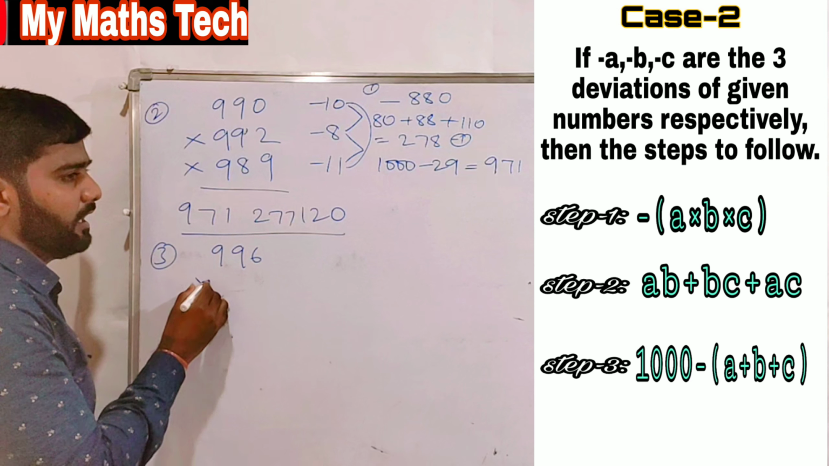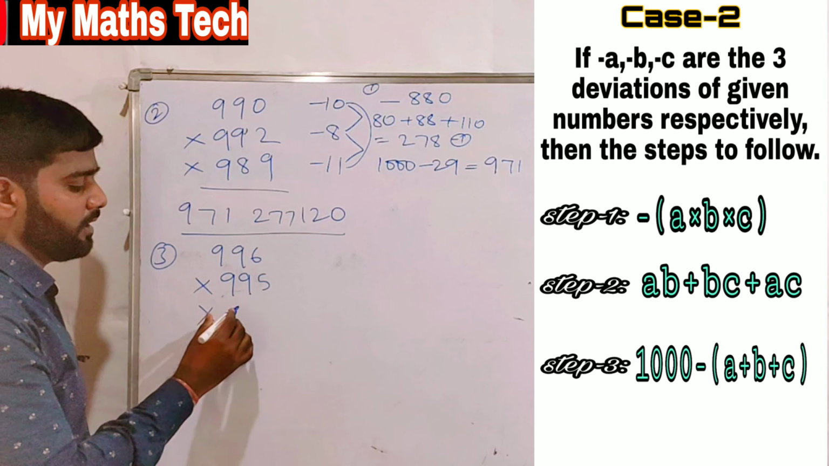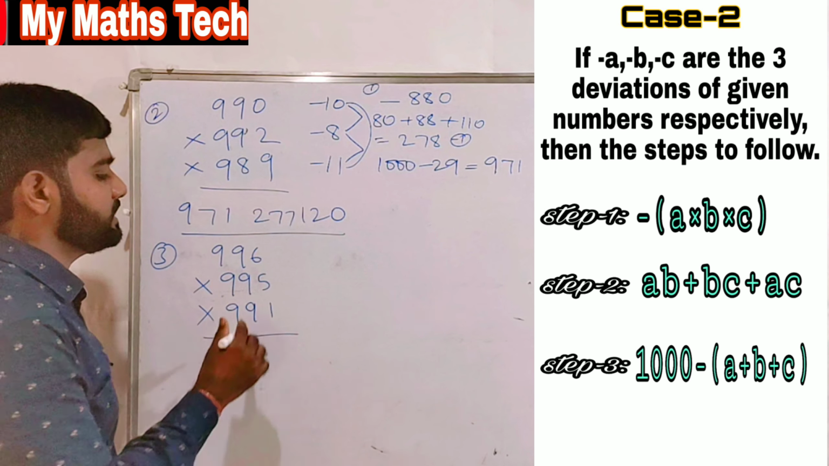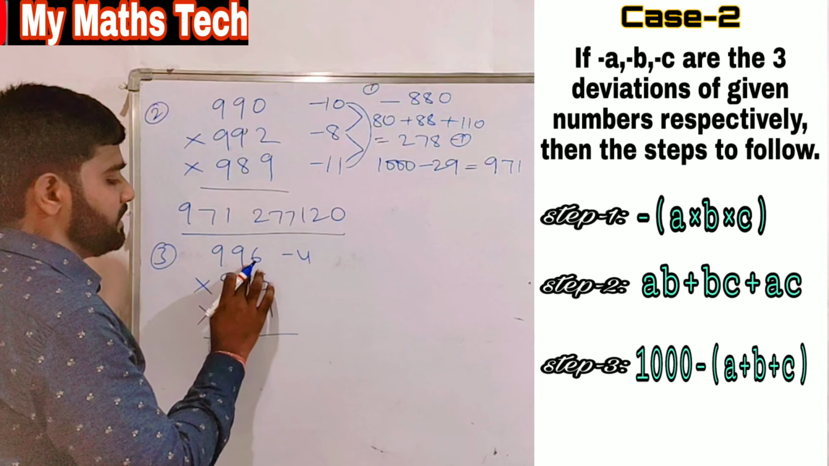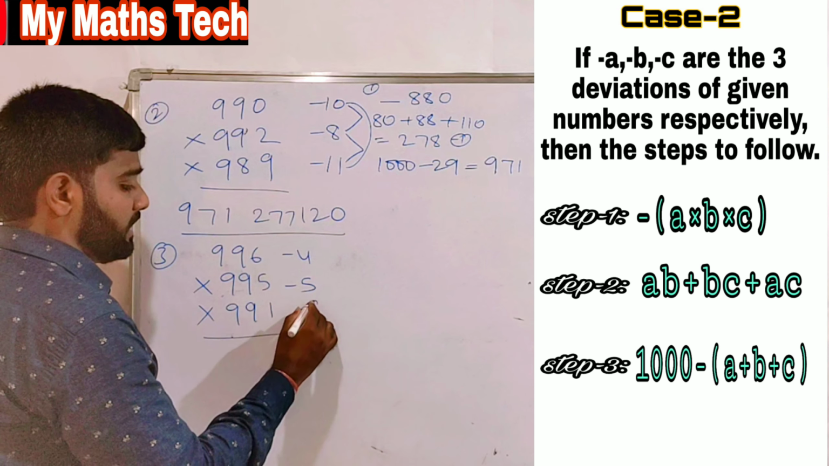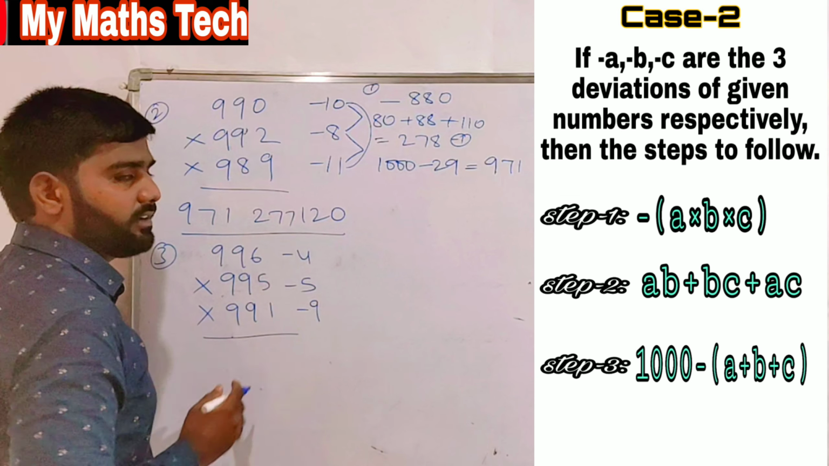The third example, 996 into 995 into 991. So first, the deviations: this one is 4 less than 1000, this is 5 less than 1000, and this is 9 less than 1000.